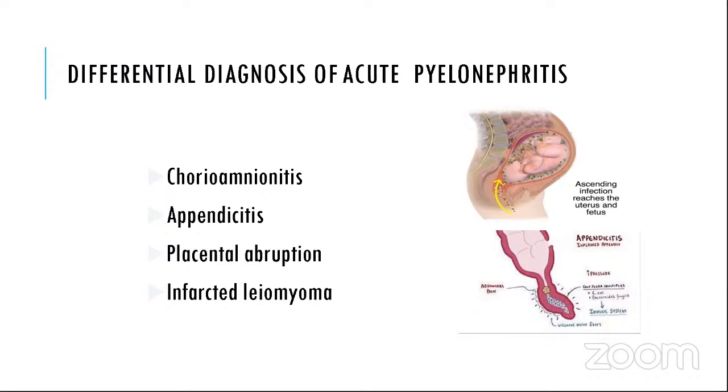This is the differential diagnosis of acute pyelonephritis. The acute systemic symptoms may mimic chorioamnionitis, appendicitis, placental abruption, and infected leiomyoma. Leiomyoma sometimes may get infected when the central portion lacks blood supply, and there are changes in the leiomyoma causing acute symptoms of an acute abdomen.